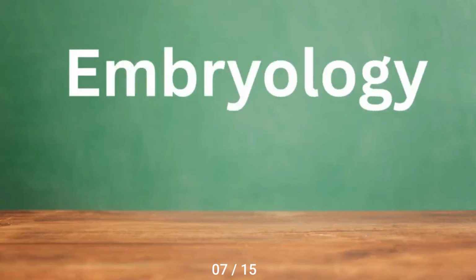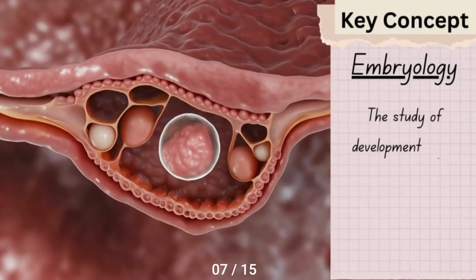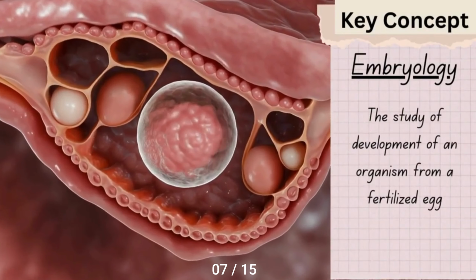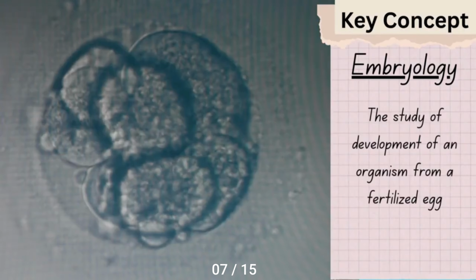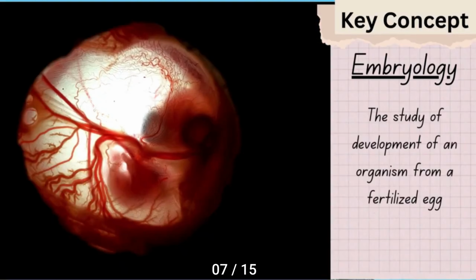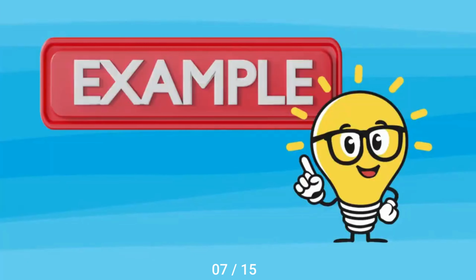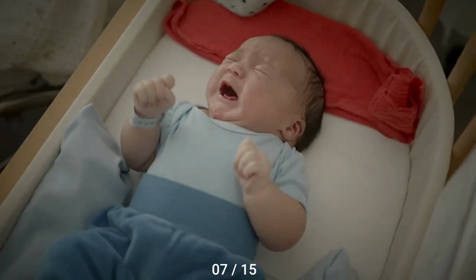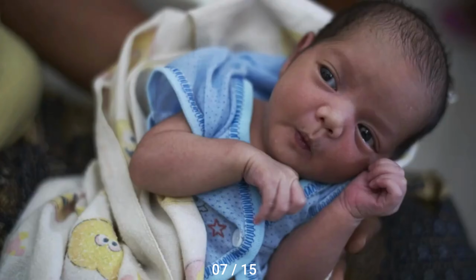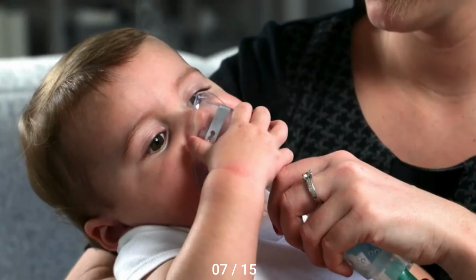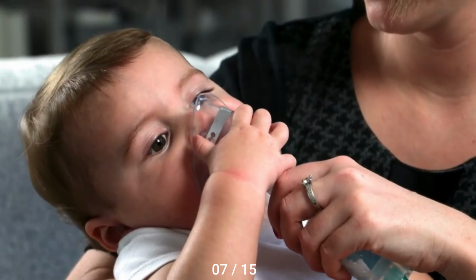Now let's look at embryology, the study of organism development from a fertilized egg. It investigates how tissues and organs form, identifies birth defects, and supports the development of medical treatments. For example, studying early human or animal development helps in understanding congenital disorders and improving health outcomes.